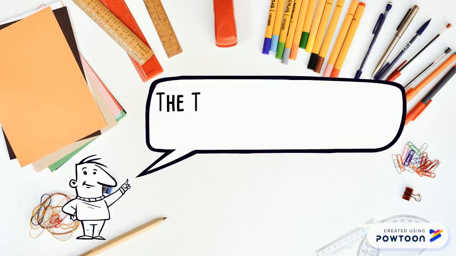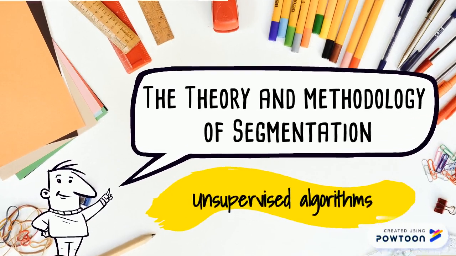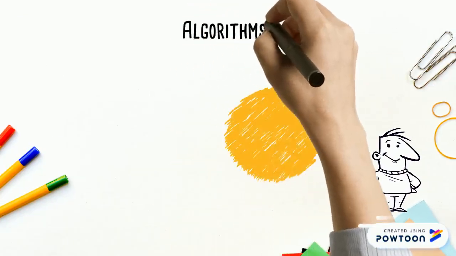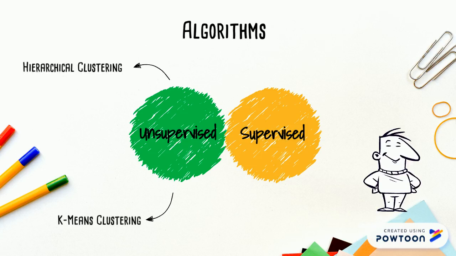In this video, we are going to discuss unsupervised algorithms we need for segmentation. In general, there are three algorithms we need to know for this purpose. Two unsupervised algorithms, hierarchical clustering and k-means clustering, and one supervised one, decision tree. Let's start with hierarchical clustering algorithm.